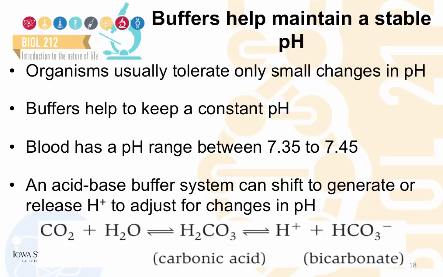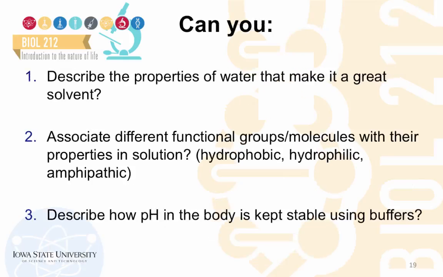Our blood has a pH range between 7.35 to 7.45. To help maintain this pH, an acid buffer system exists in our body which can generate or release hydrogen ions to adjust for changes in pH. One example of this system is the carbonic acid buffering system. This concludes our discussion about the properties of water.